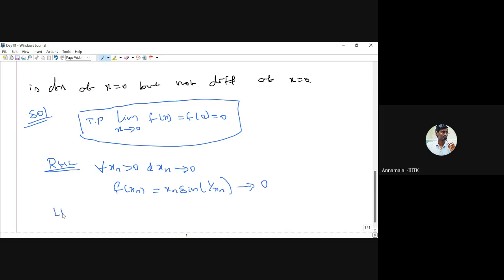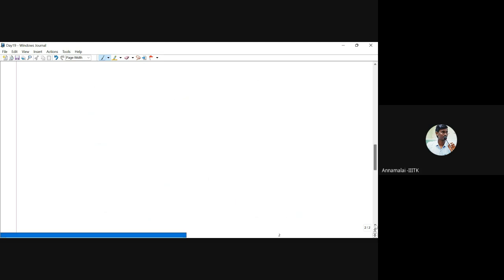So what is the left hand limit? If we take any sequence xn which is negative and xn converges to 0, now what is f of xn? Again f of xn is the same thing, xn into sine 1 by xn, for all non-zero xn. Since xn goes to 0, minus xn also goes to 0 and sine 1 by xn is bounded, therefore this converges to 0. Since both right hand limit and left hand limit exist and both are equal, therefore the limit as x goes to 0, f of x equals 0.